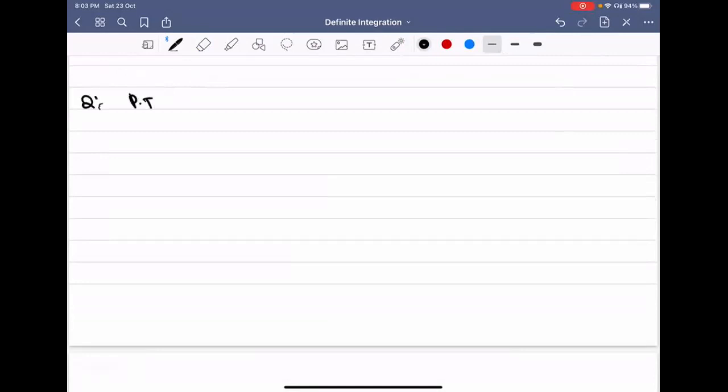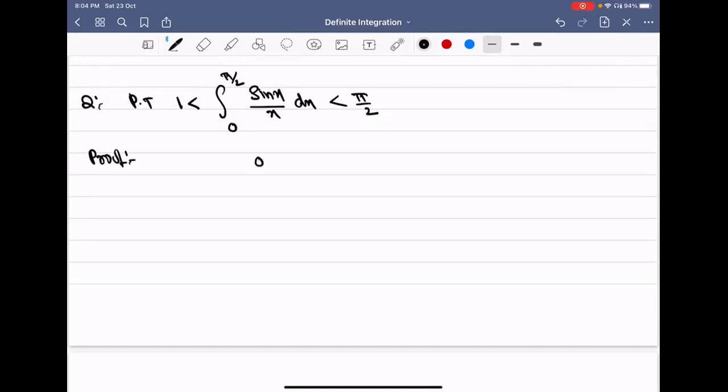Prove that 1 is less than integration of 0 to pi by 2 sin x over x dx is less than pi by 2. So this is the question. Proof.